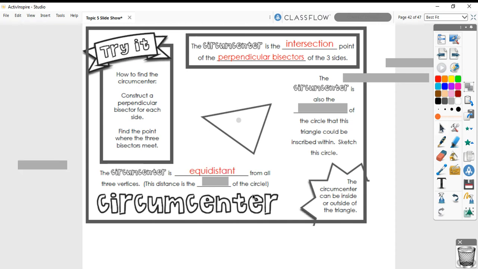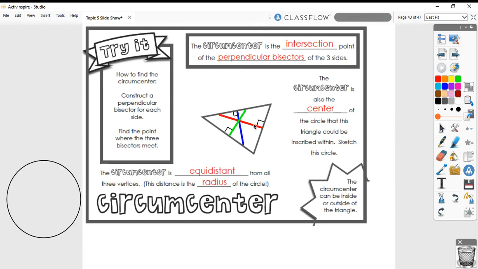The circumcenter is equidistant from all three vertices. That's another word we've heard before. Equidistant sounds just like equal distance, right? That's exactly what it means. The same distance from all three vertices, all three corners of the triangle. And that distance is the radius of the circle. That's talking about this circle in this little nugget of information over here, the center of the circle the triangle could be inscribed within. So here's what that looks like.